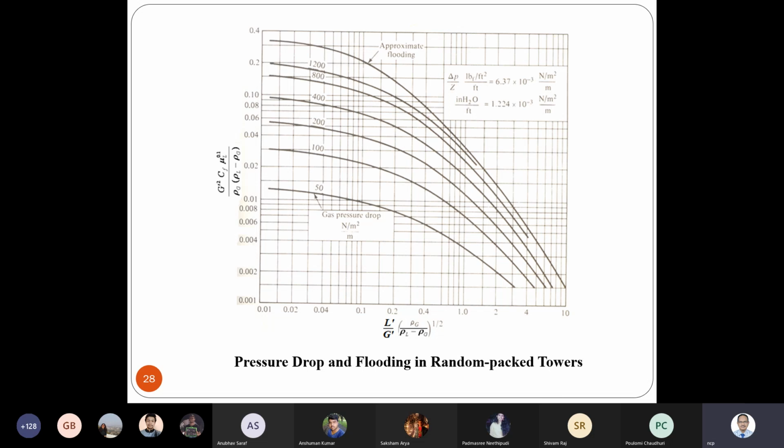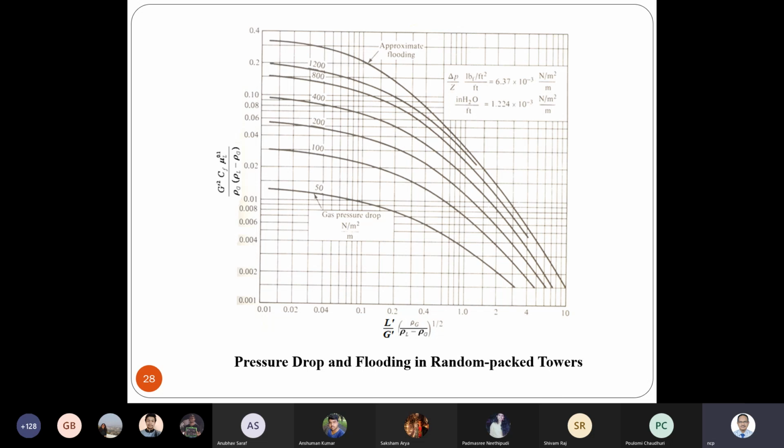So in this case, in the same way, you'll see that for different gas pressure drops, these are all flooding lines, right? These x-axis values are L dash by G dash, rho G by rho L minus rho G. Those are the densities of the gas and liquid phases. And the y-axis ordinate is G dash squared CF mu L, the liquid phase viscosity, raised to 0.1, and in the denominator, the densities rho G into rho L minus rho G, right?